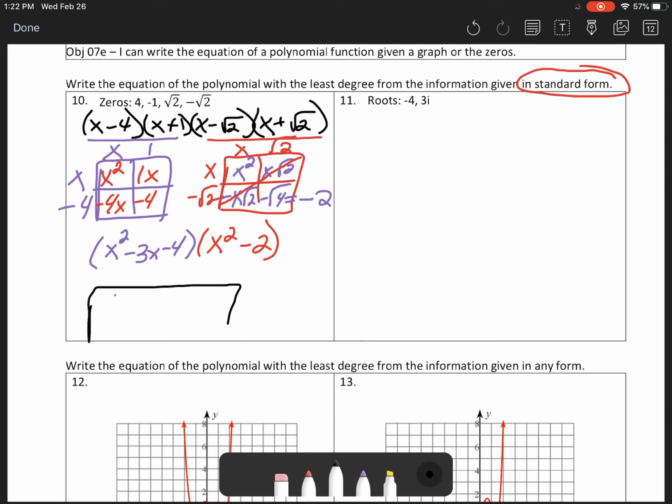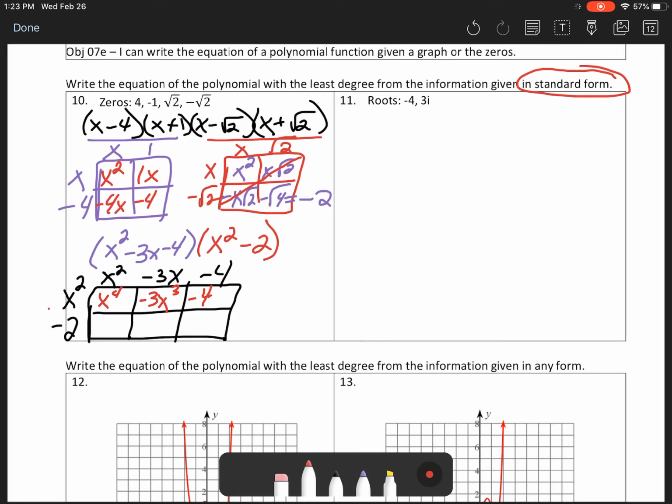Then the last thing you do is just do another box. One side is going to be x squared minus 2, and this is going to be x squared minus 3x minus 4. So I'm going to multiply this one out. It's going to be x squared times x squared, which is x to the 4th. x squared times -3x is going to be -3x cubed. This is going to be -4x squared, -2x squared, 6x, and +8.